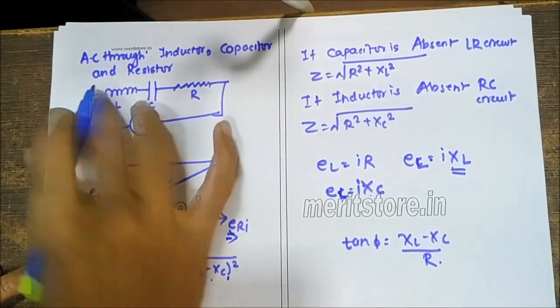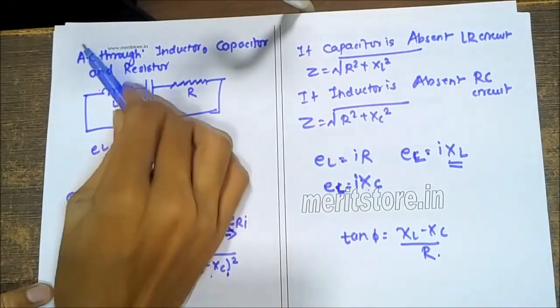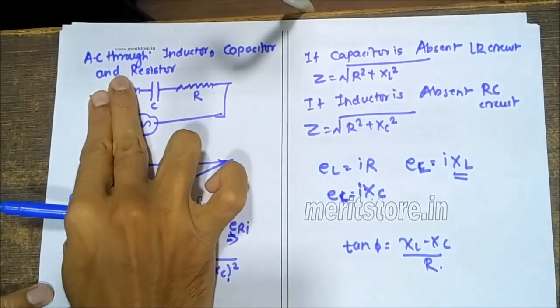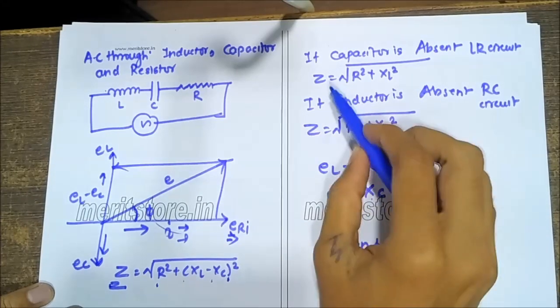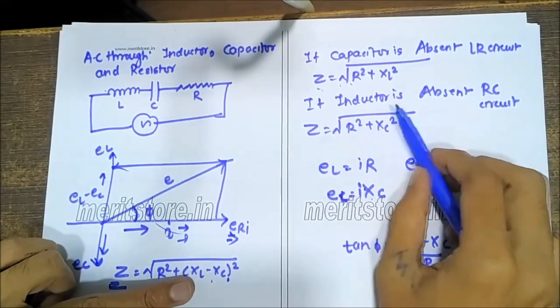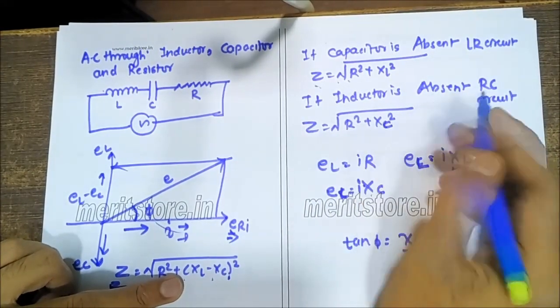Now if any of these three components is absent, then what? If the capacitor is absent, it becomes an LR circuit. If the inductor is absent, it becomes an RC circuit. At that time Z equals root of R squared plus XL squared, and if the inductor is absent, it becomes root of R squared plus XC squared.